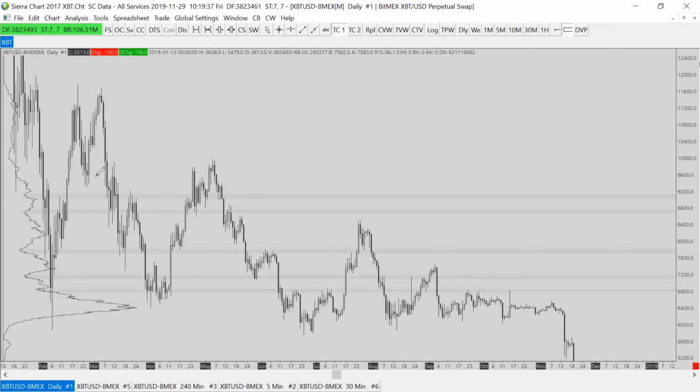So support here, support, resistance, support, flips that, support. Okay, support, resistance, flips that, resistance, flips that, support. You get the idea. So it's a really good tool for finding significant levels.